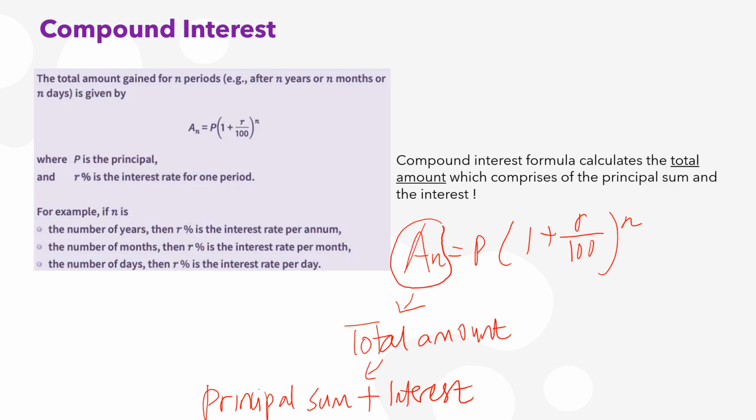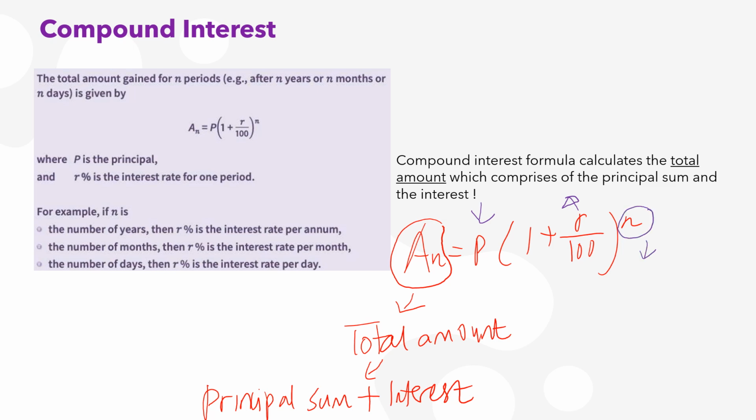So the values for P remain the same. That is the principal sum, the original amount of money you put in the bank or you borrow from the bank. R likewise represents the rate. The only thing we have to take note of is N, that is the period.